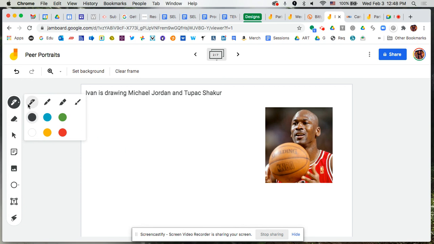Now, the idea here is that they are drawing. We don't want them to just duplicate and find a picture and then you're good to go. This is that person. We do want your students to draw because we want them to pay close attention to all of those individual details.